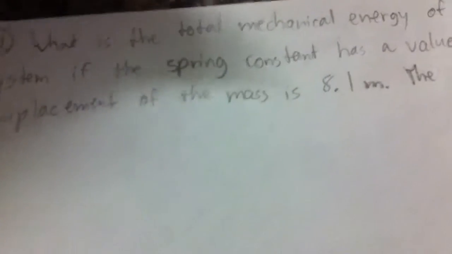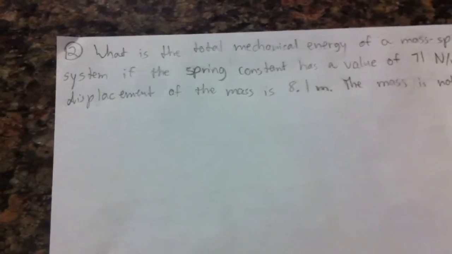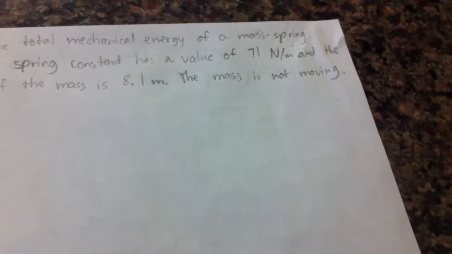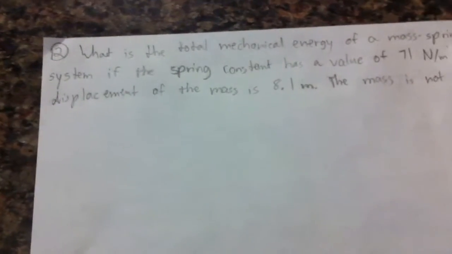Now let's actually analyze the connection between velocity and displacement. What is the total mechanical energy of a mass spring system if the spring constant has a value of 71 newtons per meter and the displacement of the mass is 8.1 meters? The mass is not moving.